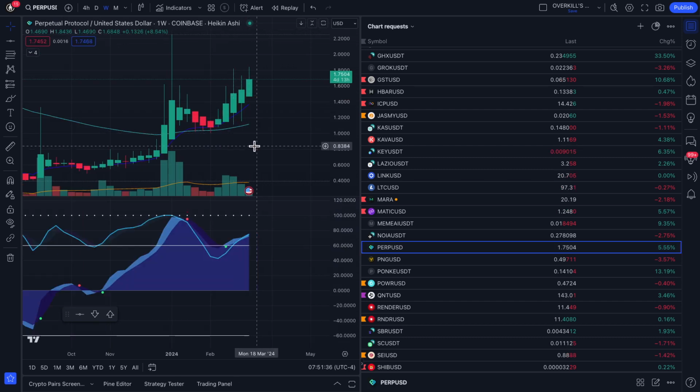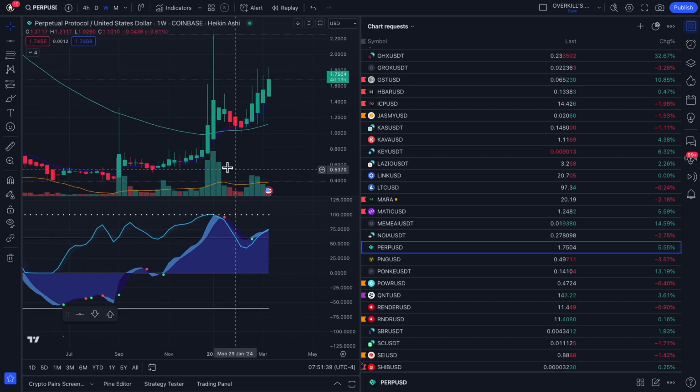Perp, this one's on Coinbase. Again, nice breakout over the 50, pull back into it, doji candle, looks good. Got a little bit more room to go. I'd be a holder of that name.